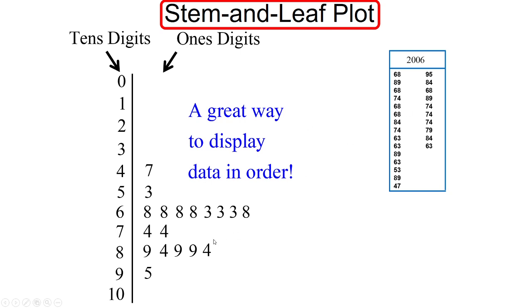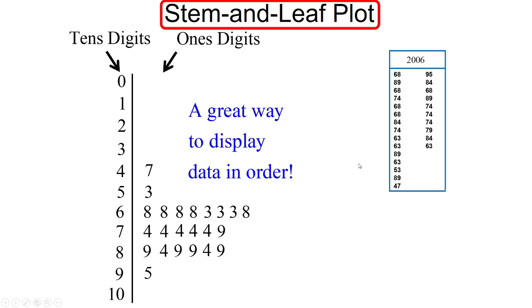And then an 89. So at the 8, let's put another 9. We have a lot of scores in the 80s too. And then we have 3 74s in a row. So how about I just go to the 7 right here and go 4, 4, and 4. All right. And then a 79. So let's put a 9 after that.